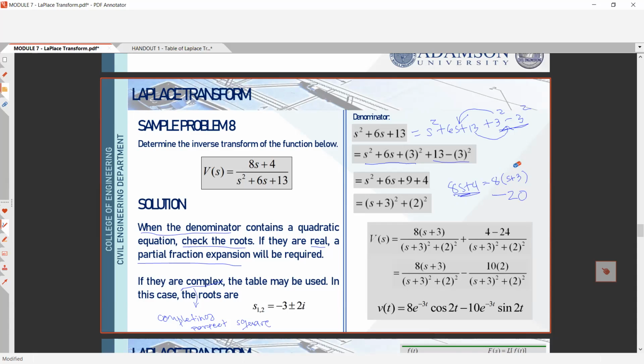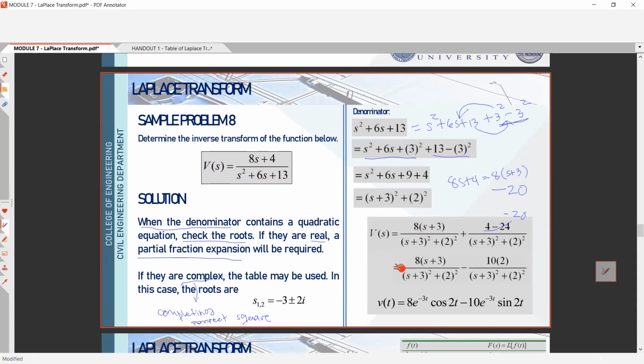So, dapat hindi mo rin babaguhin yung original mo. Okay, so therefore, yung magiging numerator natin is 8 multiplied by s plus 3 plus 20. This is 20 ha. 4 minus 24, that is negative 20. Okay, which is exactly the same pa rin sa 8s plus 4. Okay, so ito, pwede mo na itong ihanapan doon sa Laplace table kasi pinarehas mo na siya.